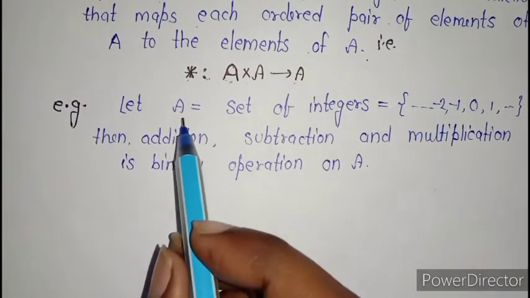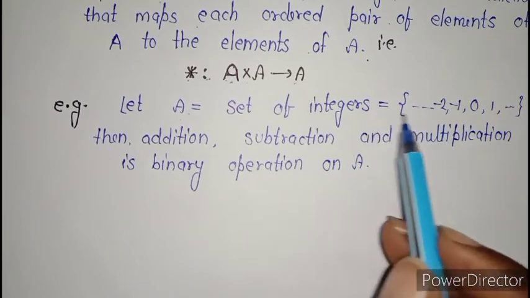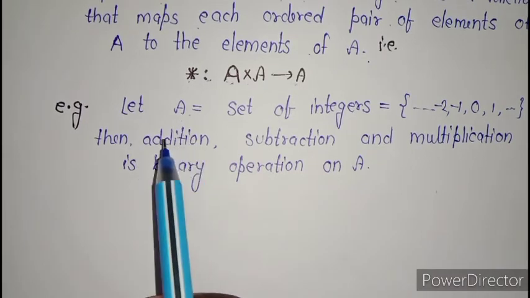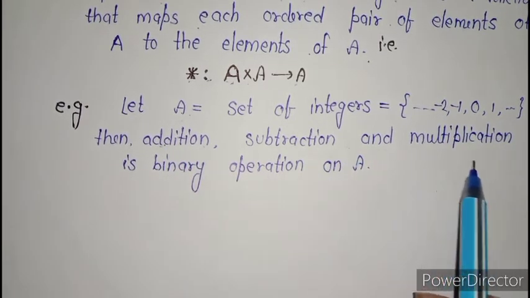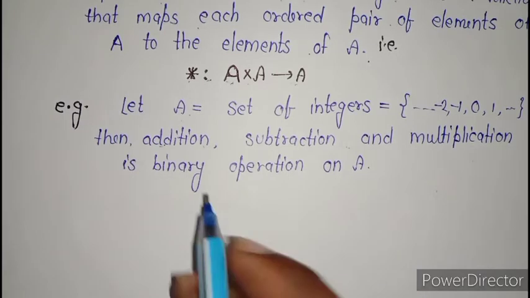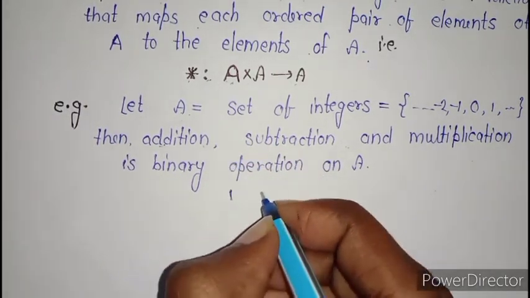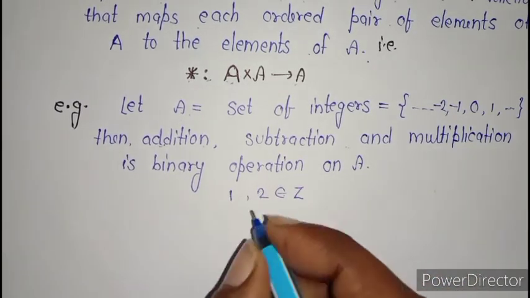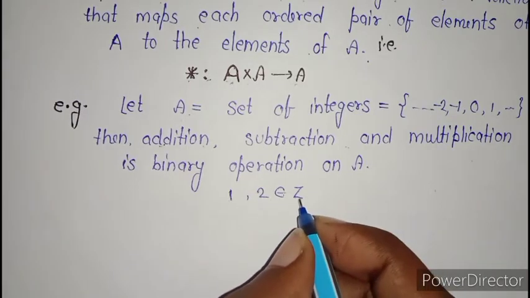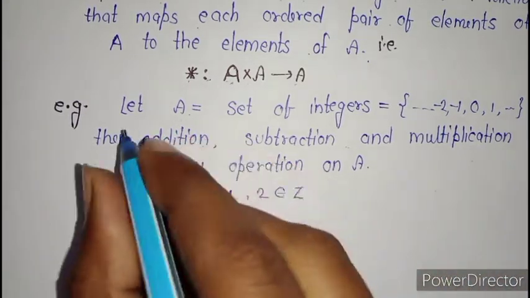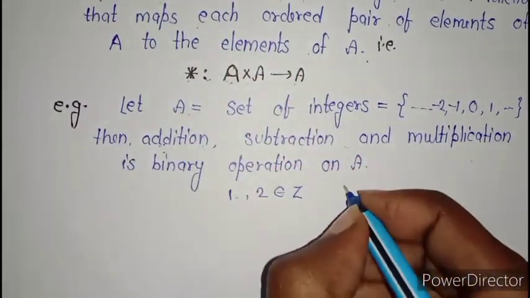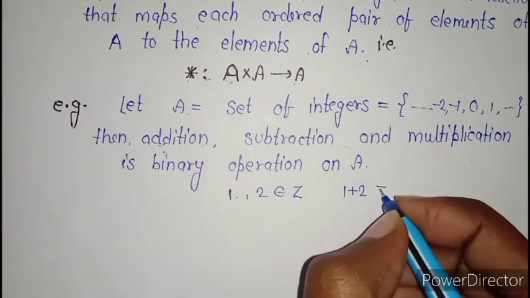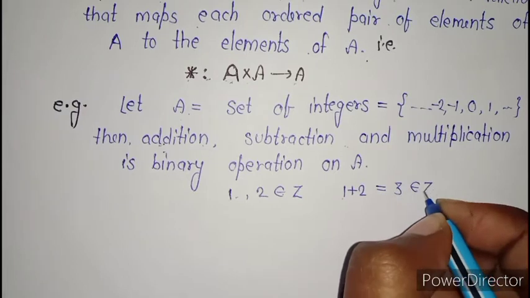For example, if we take A as the set of integers, so we all know all negatives and all positives including 0 are known as the set of integers. So if we see, addition, subtraction and multiplication are binary operations on A. Suppose I am taking two integers, 1 and 2. Then both belong to Z. This symbol is known as belongs to. It represents that these two elements are coming from Z. So if we apply the binary operation, that is addition, on it, then we get 1 plus 2, because our binary operation is addition here. So 1 plus 2 is equal to 3, and 3 is also an integer, so it belongs to Z.